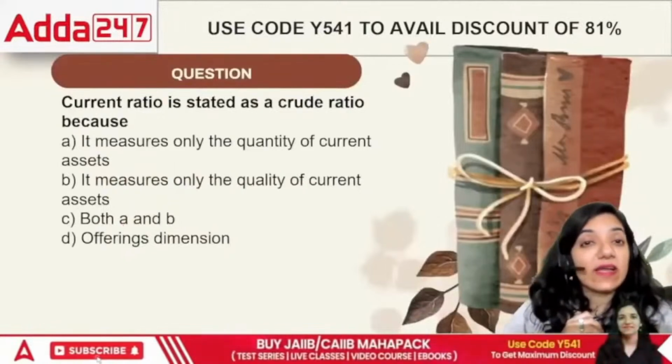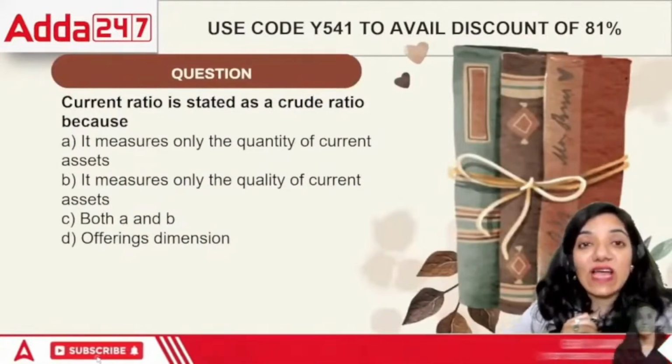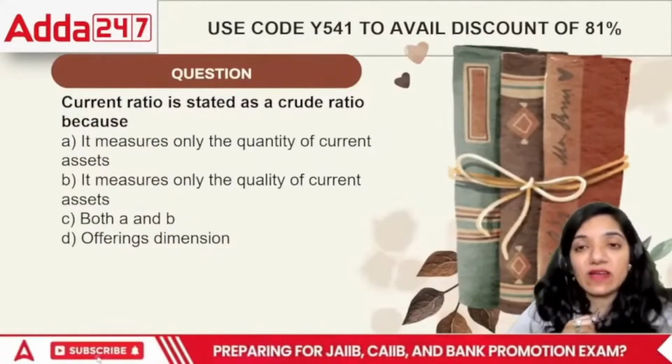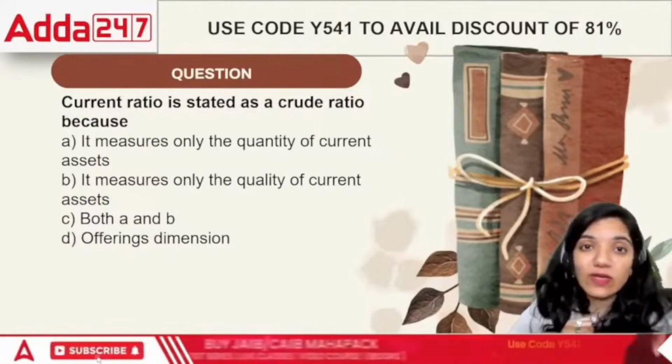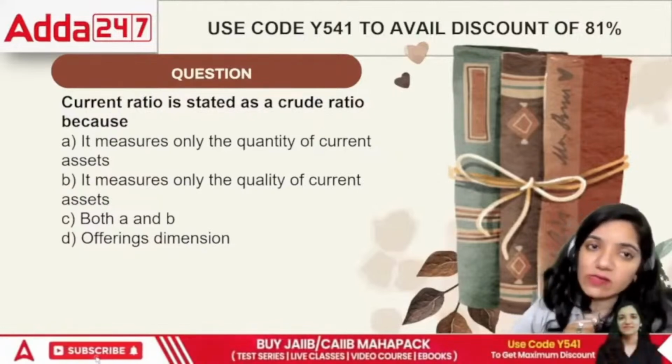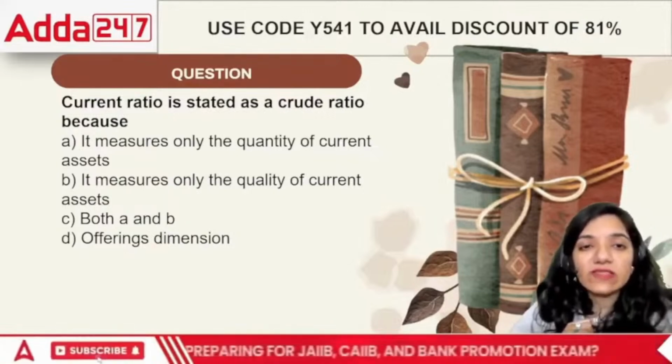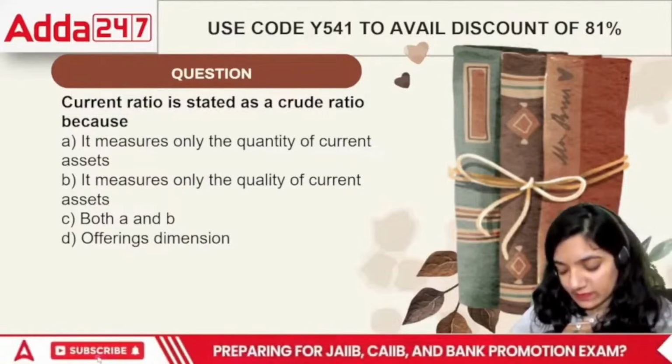Next point, the current ratio is stated as a crude ratio, because why do we specify the current ratio to be a crude ratio? It measures only the quantity of current assets, it measures only the quality, both A and B, or offerings dimensions.